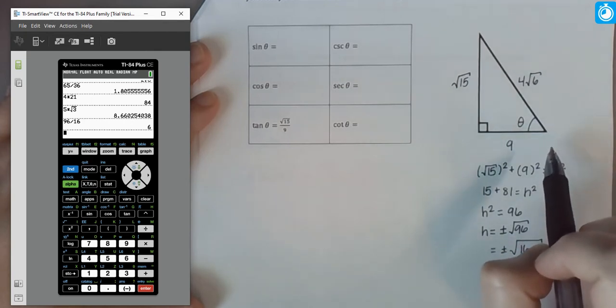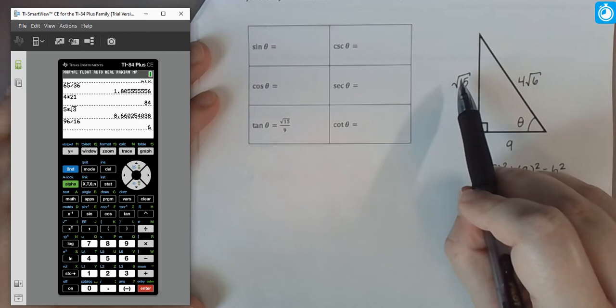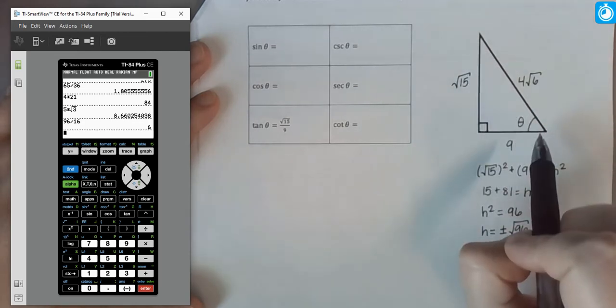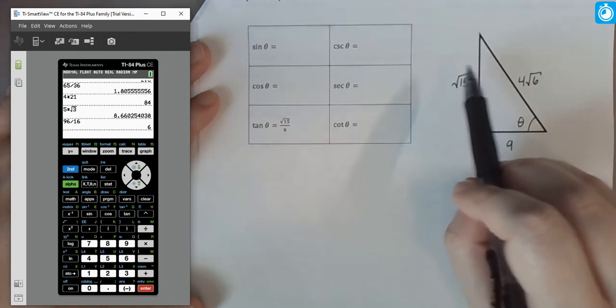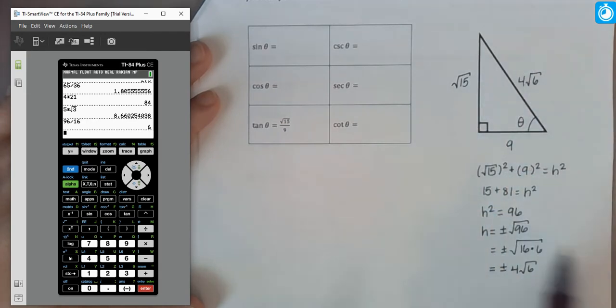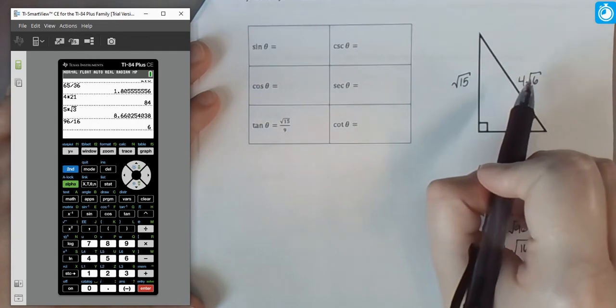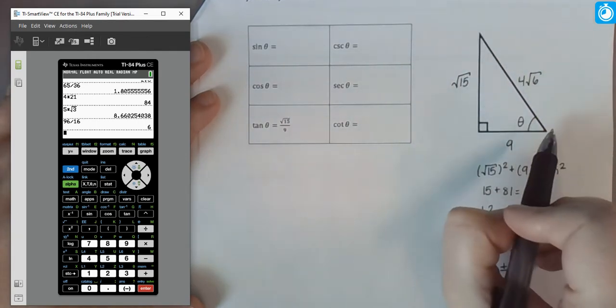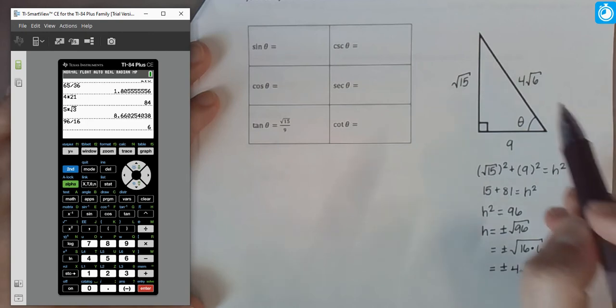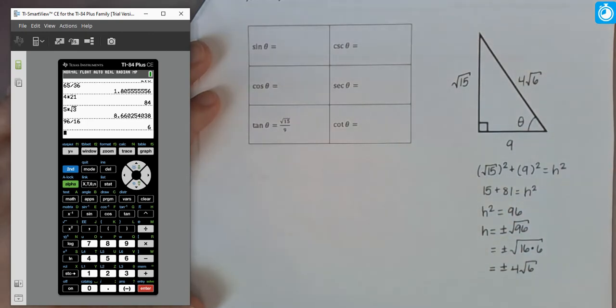Now looking at this initially, it may seem like maybe we've labeled things incorrectly. The longest side is supposed to be the hypotenuse, correct? Well, this is root 15. Remember, 4 root 6 is really the same thing as root 96. So root 15 versus root 96, this is definitely going to be the longer side. And what about in relation to 9? Well, 4 times the square root of 6, let's see what that is. 4 times the square root of 6 is more than 9. So it does in fact define the longest side in our triangle.